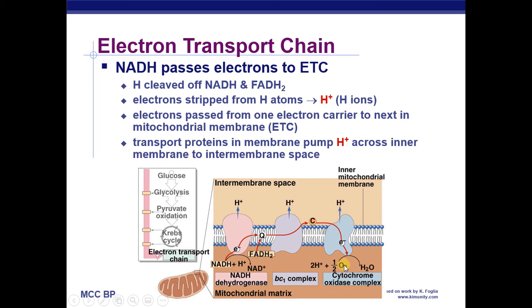to oxygen, a really electronegative element. And they combine with oxygen and some free hydrogen ions to make water. So this is the big reason that we need to breathe oxygen, is because it's the final, what we call electron acceptor in the electron transport chain. And if it wasn't there, these electrons couldn't flow and we couldn't make ATP.